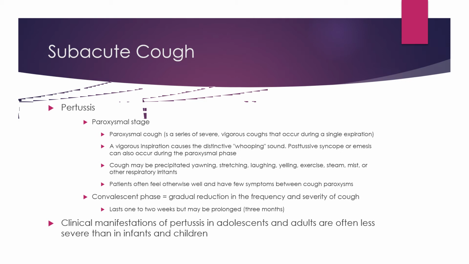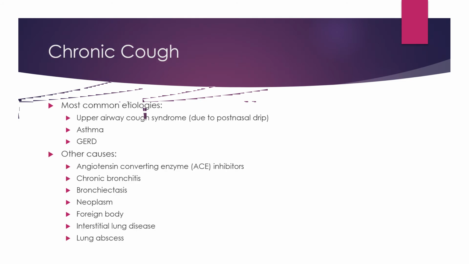Clinical manifestations of pertussis in adolescents and adults are often less severe than in infants and children. So your chronic cough, your most common etiologies are going to be upper airway cough syndrome due to postnasal drip, asthma, or GERD. Other causes could be angiotensin-converting enzyme, ACE inhibitors. Keep that in mind. Chronic bronchitis, bronchiectasis, neoplasm, foreign body, interstitial lung disease, and lung abscesses.